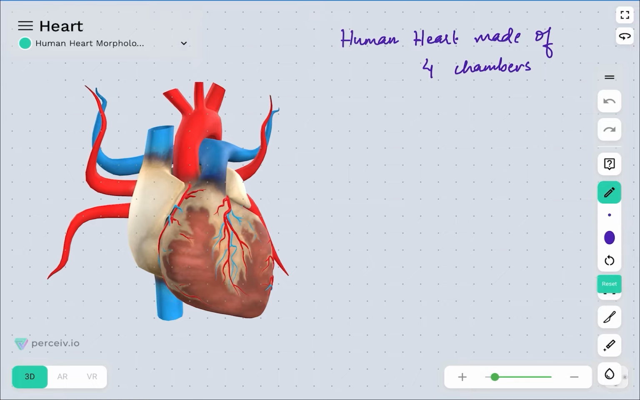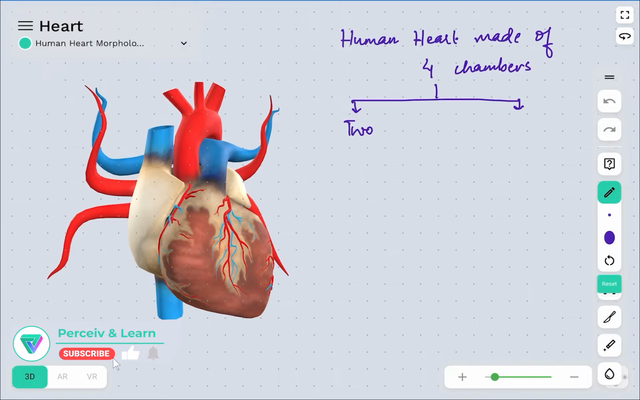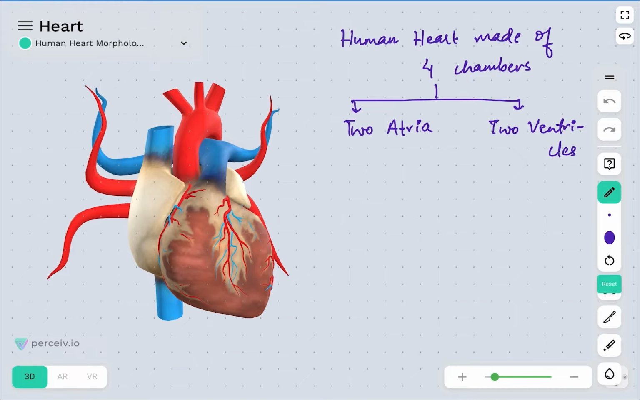So the human heart is made of 4 chambers. So what are those 4 chambers? 2 atria and 2 ventricles. Now this atria, the singular form is atrium.